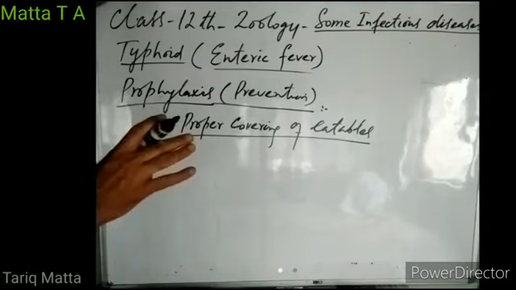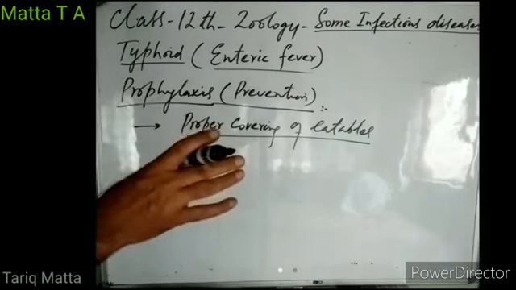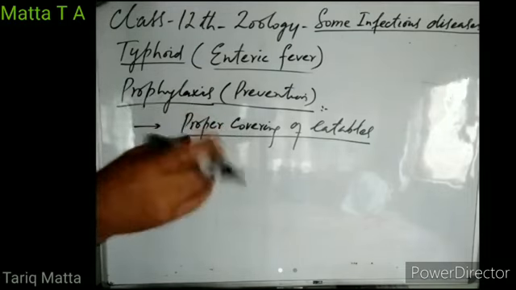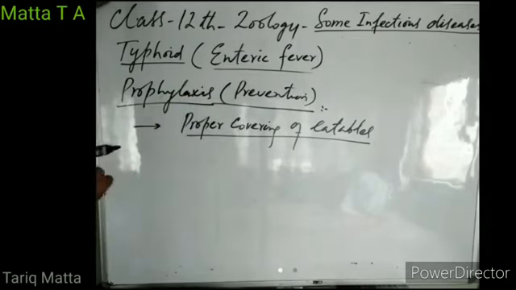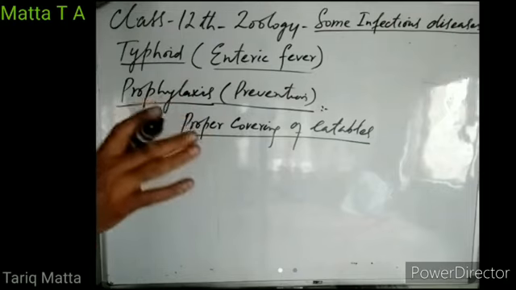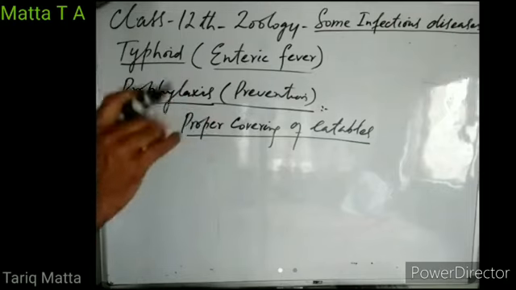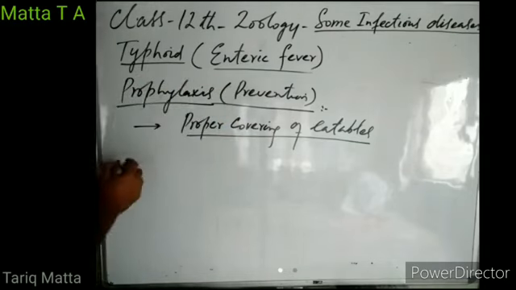So all the eatables should be properly covered so that flies and cockroaches, which act as vectors, do not sit over them. They carry the pathogen from stools to the eatables, right? So they do not deposit the bacterium on our eatables, right?